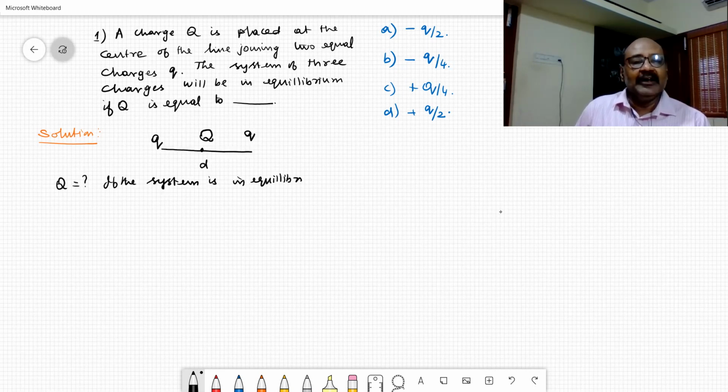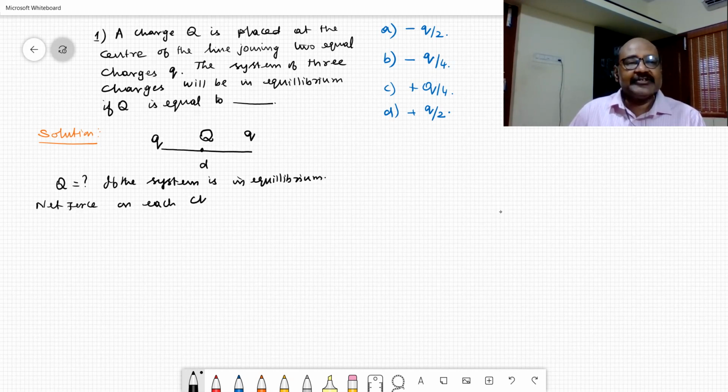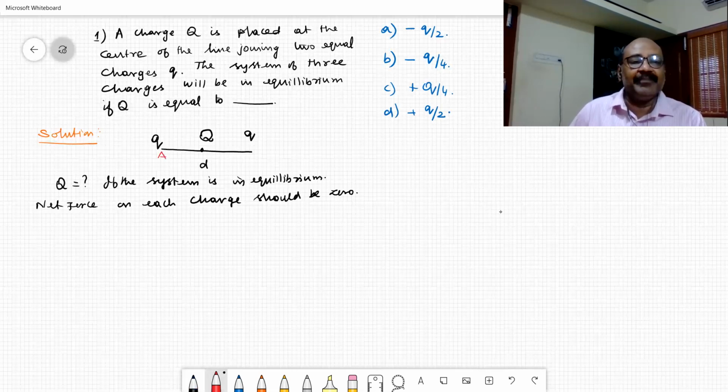If you want to say that the system is in equilibrium, the net force acting on each charge should be equal to 0. So, in order to get the system to be in equilibrium, the net force on each charge should be 0. I will be marking the points like this: q at A, this q at B, and let us take the center point as C.